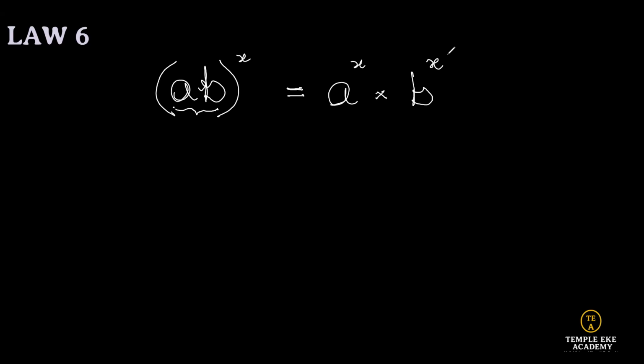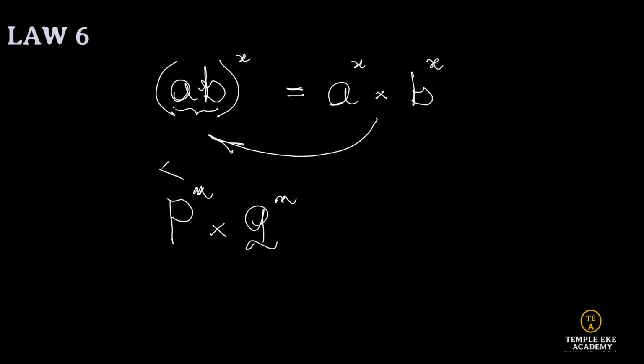Now, this law is reversible, of course. So we can go the reverse way. Maybe we have P to the power M multiplied by another number Q to the power the same M. Look at that. The powers are the same. So long as these powers are the same, we can do a combination. They have the same power M. So we take the product, P times Q, in the bracket. P times Q gives us PQ. Now to the common power M they both have.